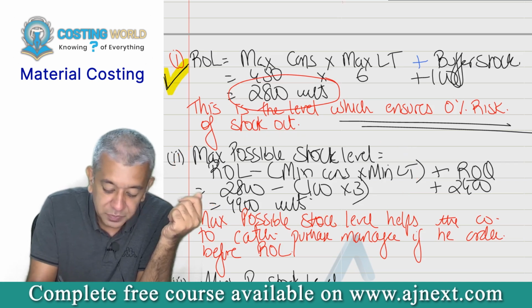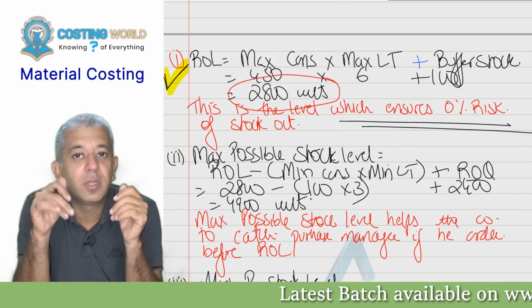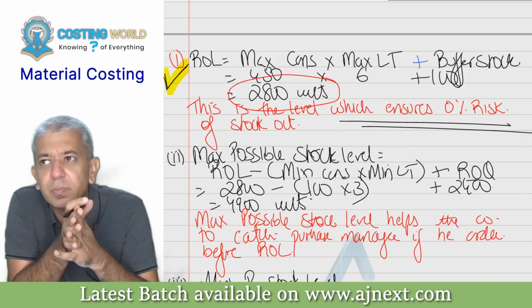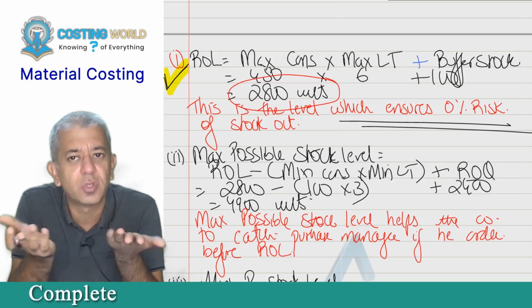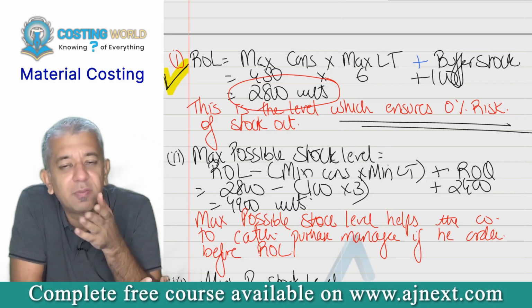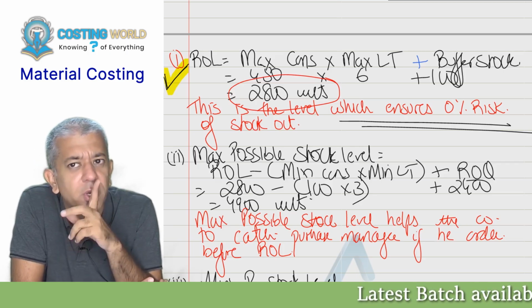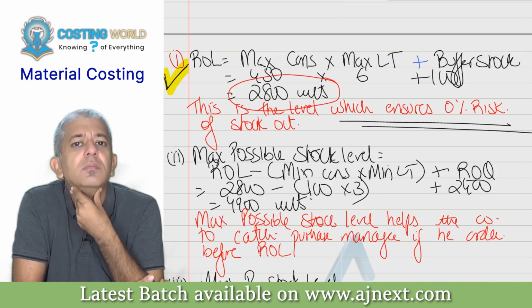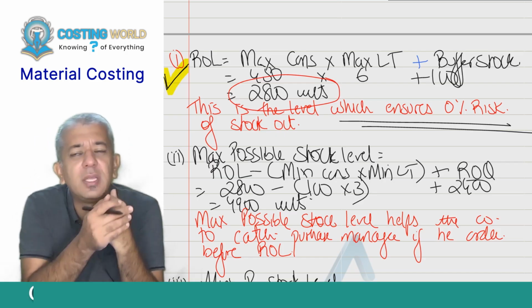Now see, in these particular doubts, my aim is just to tell you all that whatever formulas I have made might not work at all times. They might work at most of the times. Example, what was the use of maximum possible stock level? It will help me to catch the purchase manager if he orders before reorder level, correct? Yes, sir. That was supposed to be the use of your maximum possible stock level. But he might get saved also.